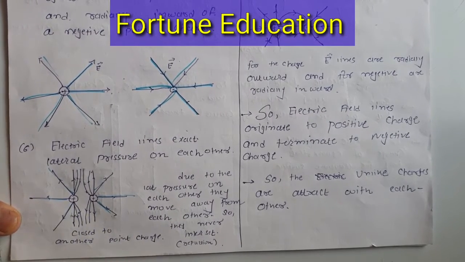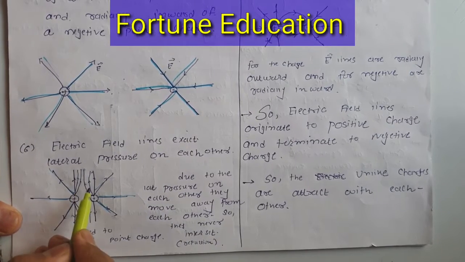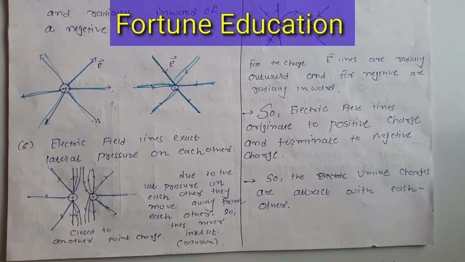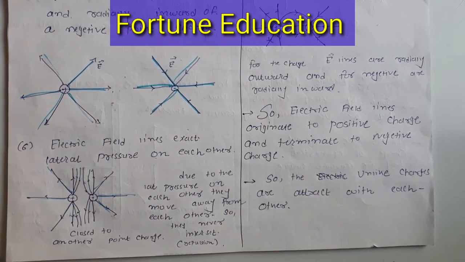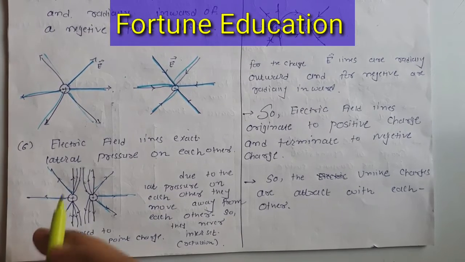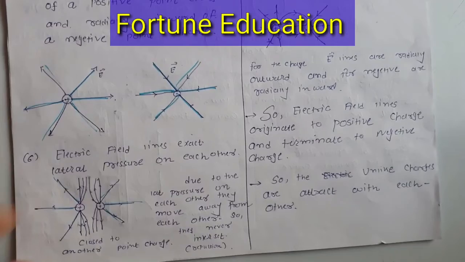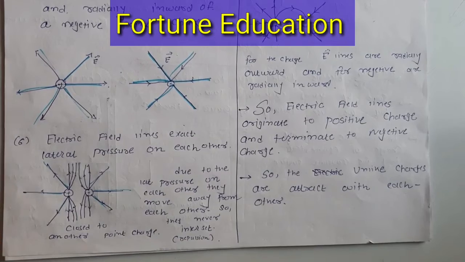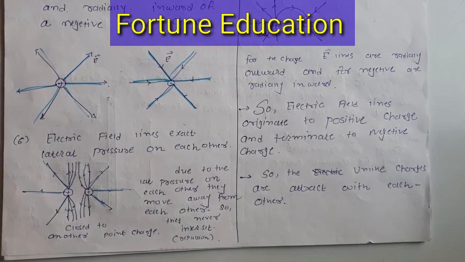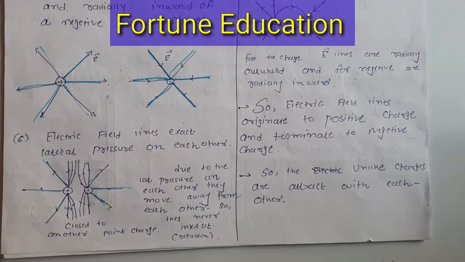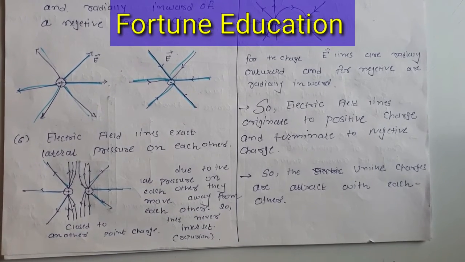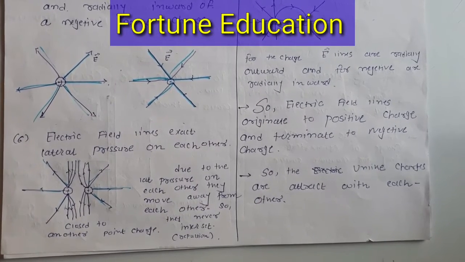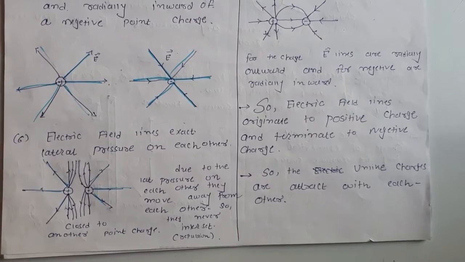These electric field lines have internal pressure and they oppose each other. Due to the lateral pressure on each other, they move away from each other, so they never intersect. The principle of repulsion is based on the lateral pressure created by each and every electric field line on each other, so they repel each other.